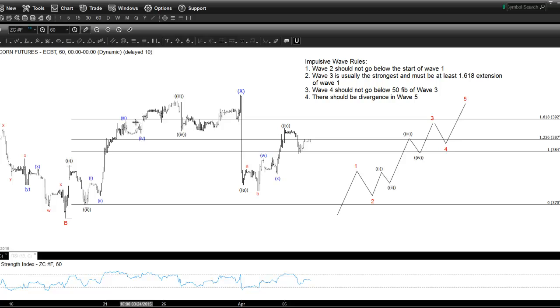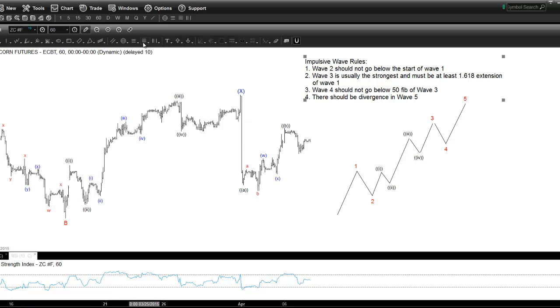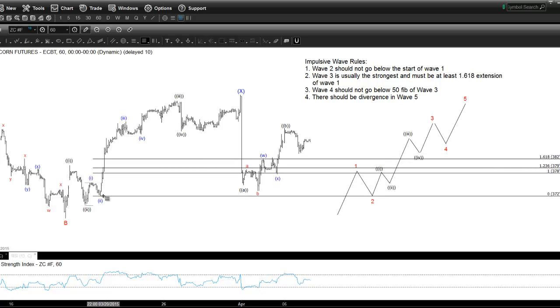And then when we look at the internal subdivision, which is the blue color here, we can also see that if we measure the first wave in blue and project it from here, blue wave 3 here is over 1.618 extension of blue wave 1, which also satisfies the second rule here. So we have an extension very clearly defined in the third wave in this structure here.